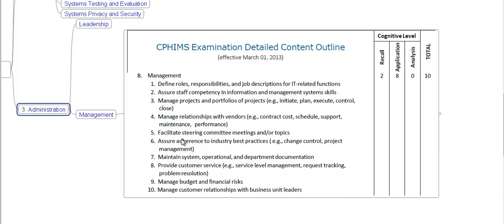Number 5, facilitate steering committee meeting and or topics. Number 6, assure adherence to industry best practice, for example, change control, project management. Number 7, maintain system, operational and departmental documentation. Number 8, provide customer service, for example, service level management, request tracking, problem resolution. Number 9, manage budget and financial risks. And number 10, manage customer relationship with business unit leaders.